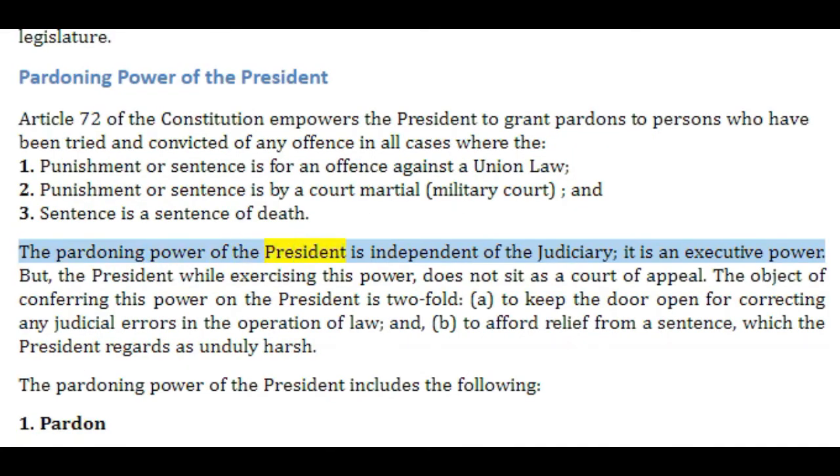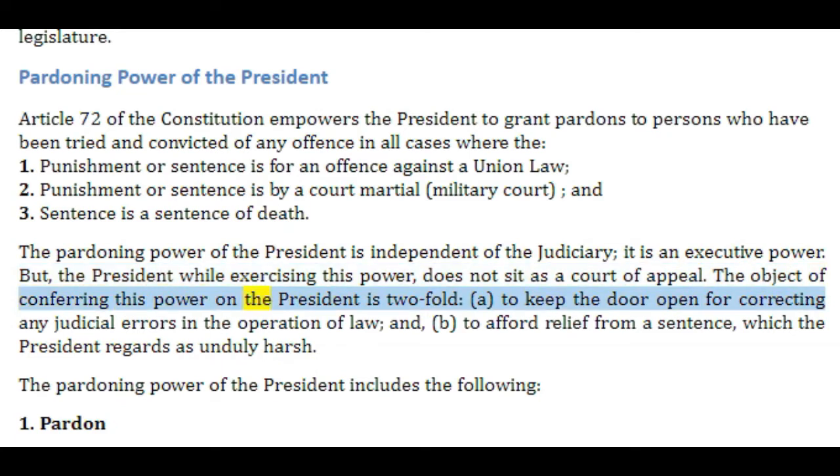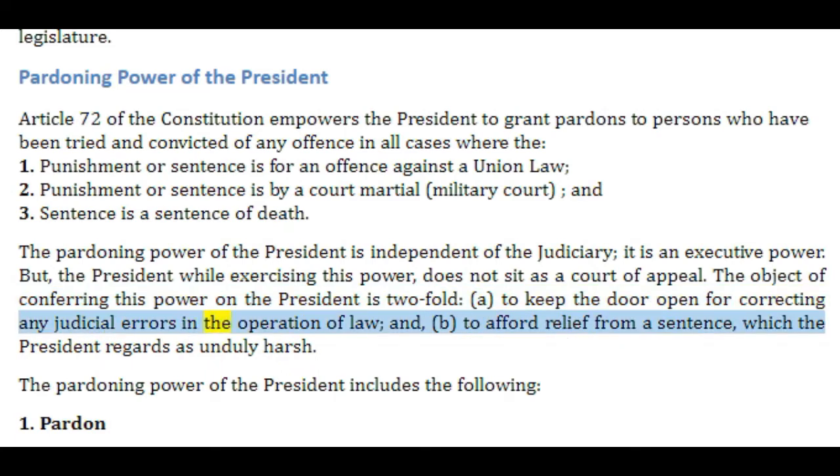The pardoning power of the President is independent of the judiciary. It is an executive power. But the President, while exercising this power, does not sit as a court of appeal. The object of conferring this power on the President is twofold: A. To keep the door open for correcting any judicial errors in the operation of law, and B. To afford relief from a sentence, which the President regards as unduly harsh.